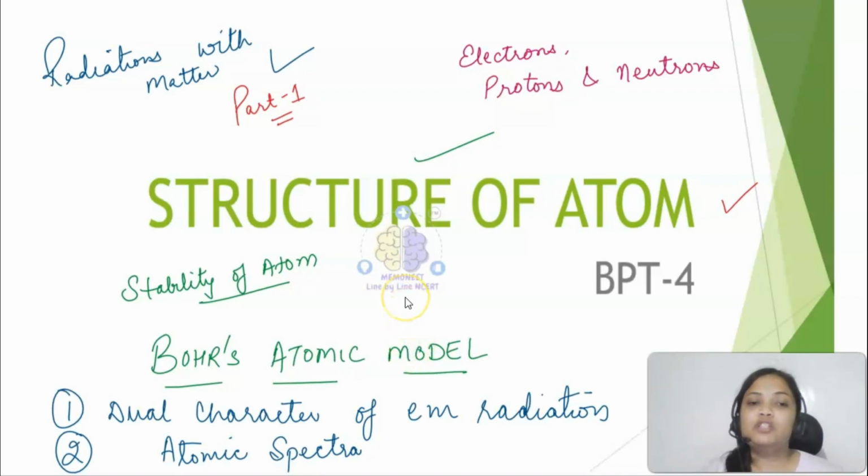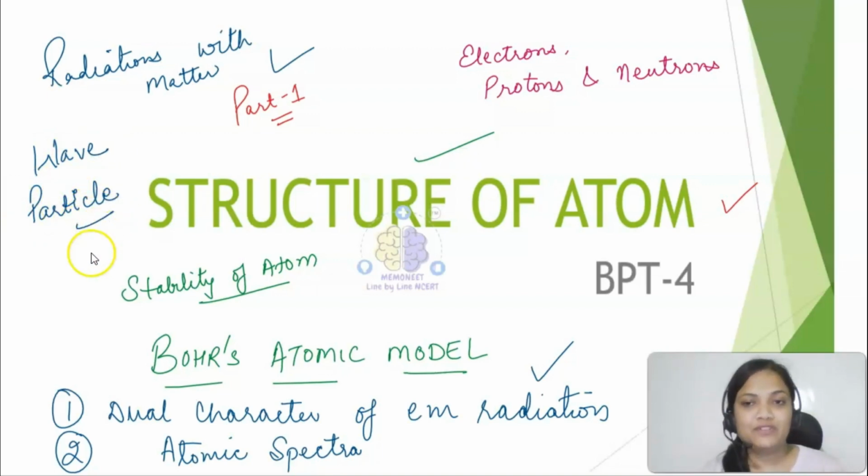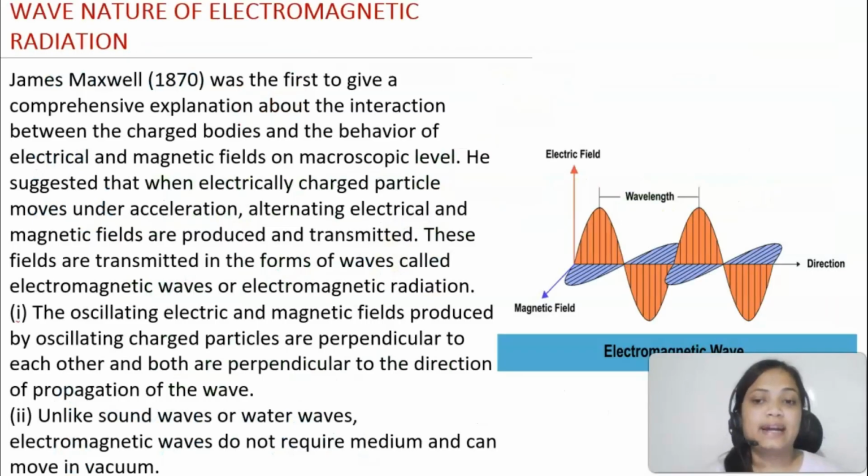So first of all, let us start with the dual character of electromagnetic radiation. Dual character means the radiations possess wave-like nature and particle-like nature as well. What we will discuss first is the wave-like nature. What do we mean by the wave-like nature of radiations? Let us start. Light, or electromagnetic radiations, possess wave nature as well as particle nature.